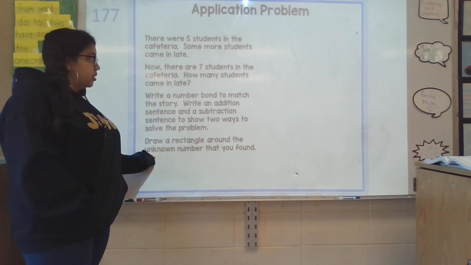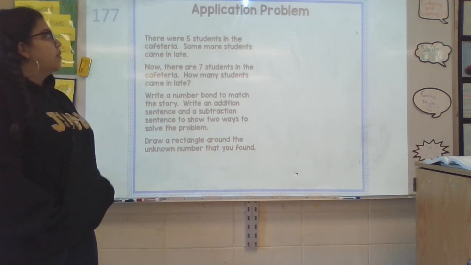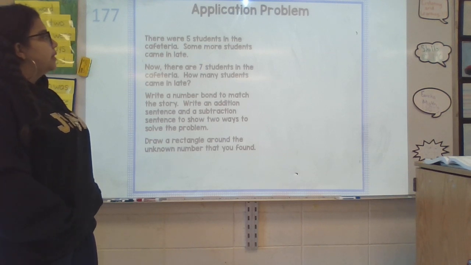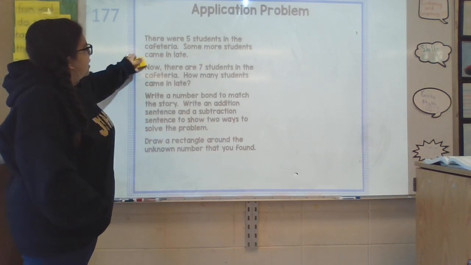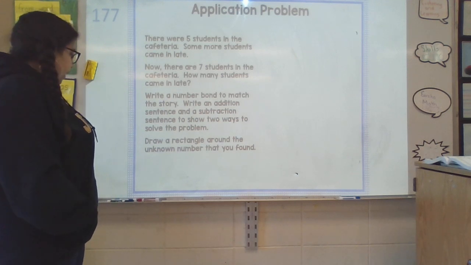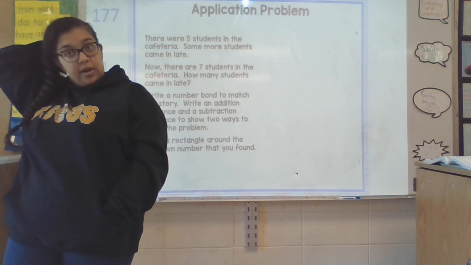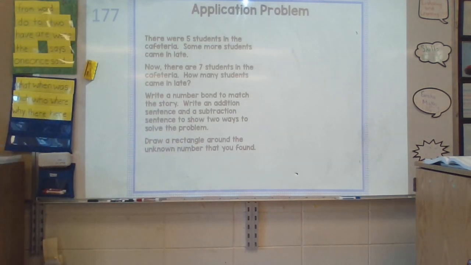So there's a lot of directions. The question, the problem you're solving: there were 5 students in the cafeteria. Some more students came in late. Now there are 7 students in the cafeteria. How many students came in late? So hit that pause and try it out, and then we'll work it together in 3 minutes.